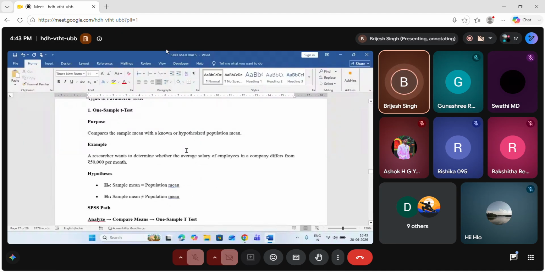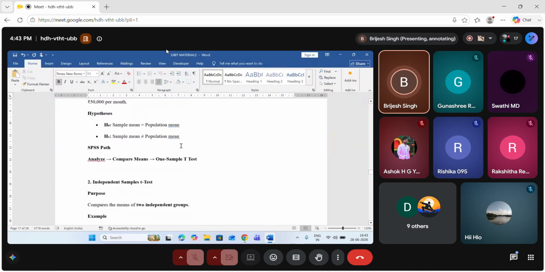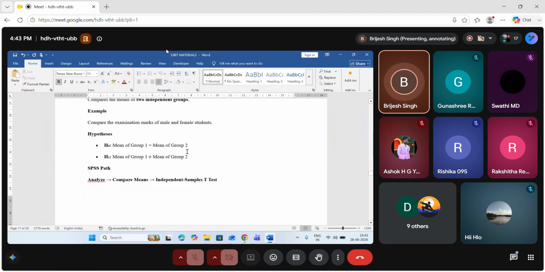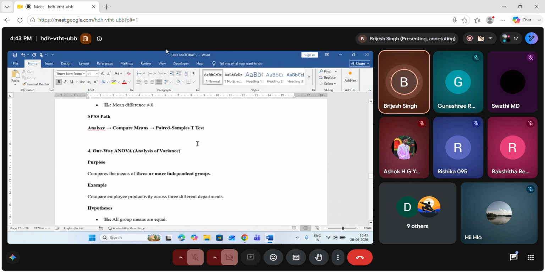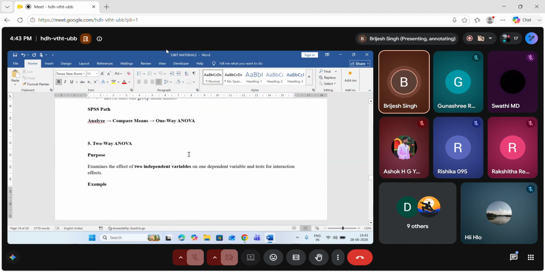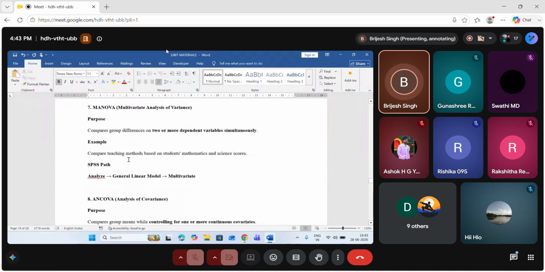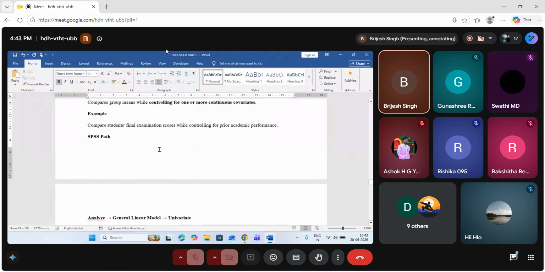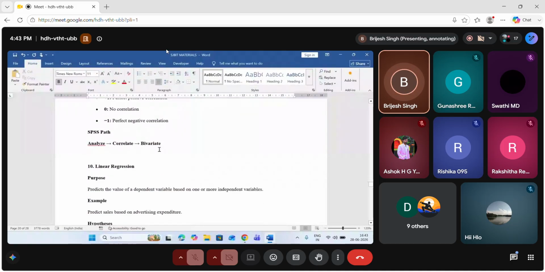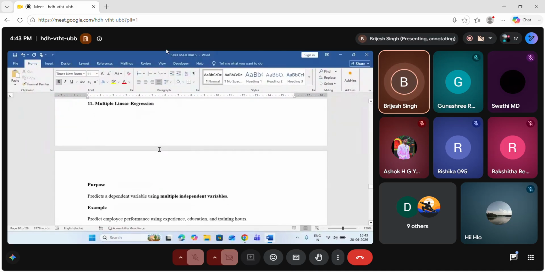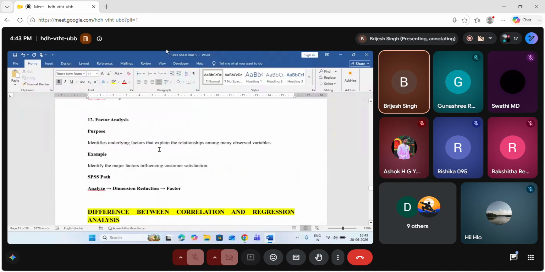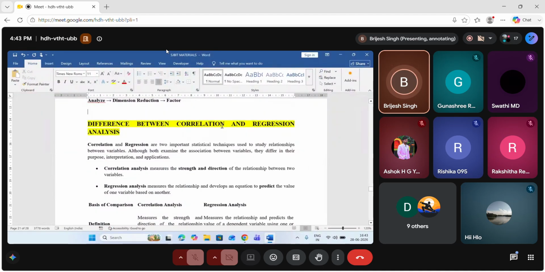Okay, so there are different types of parametric test: one sample t-test, independent sample t-test, paired sample t-test, one-way ANOVA, two-way ANOVA, MANOVA. Okay, repeated measures ANOVA, then ANCOVA is there, then Pearson correlation is there, linear regression is there, multiple linear regression is there, factor analysis is there. All these come under the parametric test.